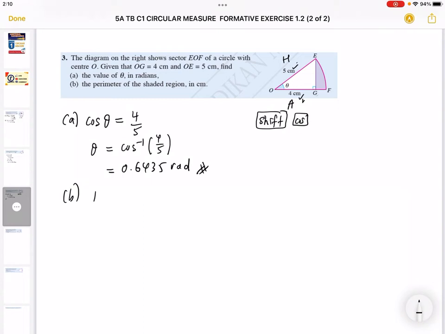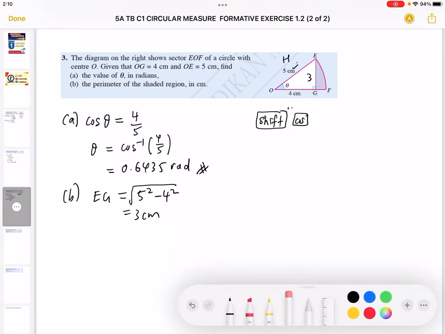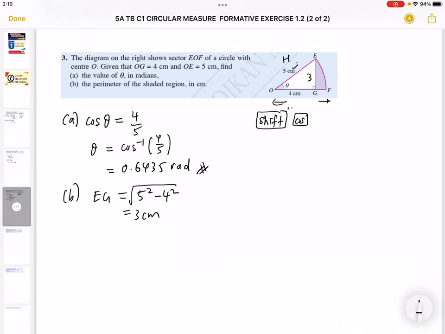And it's fairly simple, right? We already know the 3, 4, 5 ratio. If you're not sure, you can just use your calculator: take 5 squared minus 4 squared, square root. This will give us 3. EG is 3 cm. And if EG is 3, OG is 4, we know that the radius of a circle is always the same, which is 5.